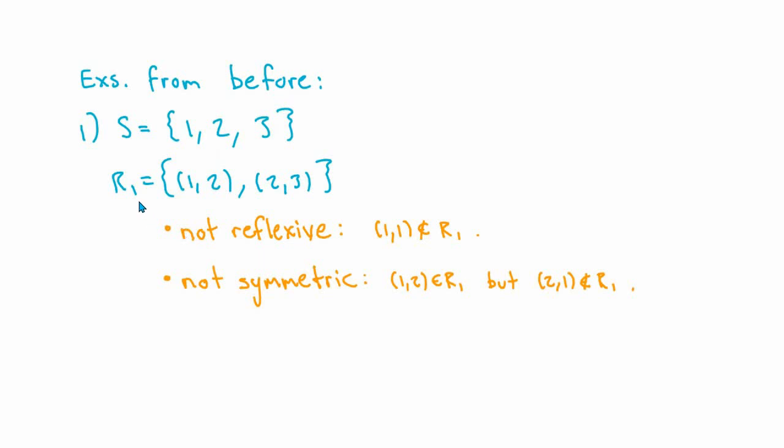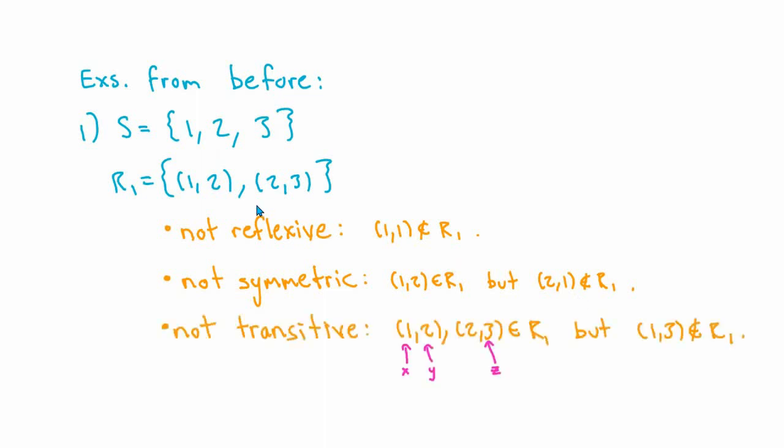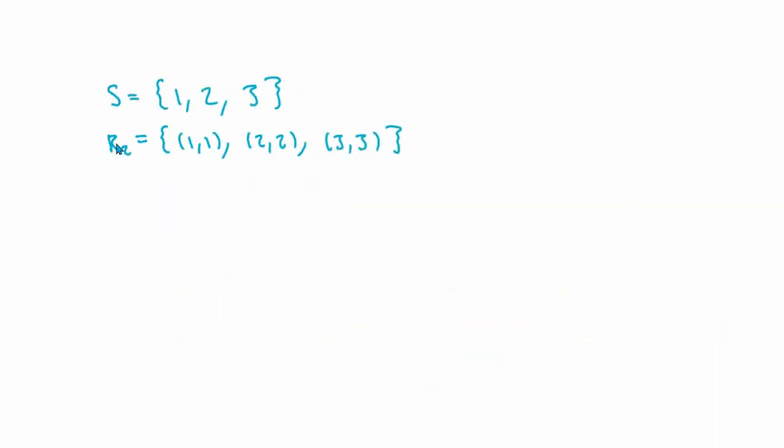It's not symmetric because, for example, (1, 2) is an element of the relation, but (2, 1) is not an element of the relation. And it's also not transitive because if we take x to be 1, y to be 2, and z to be 3, then both (x, y) and (y, z) are elements of R1, but (x, z) is not an element of R1. Finally, since this relation is not reflexive, symmetric, or transitive, it's definitely not an example of an equivalence relation. Next, how about this relation?